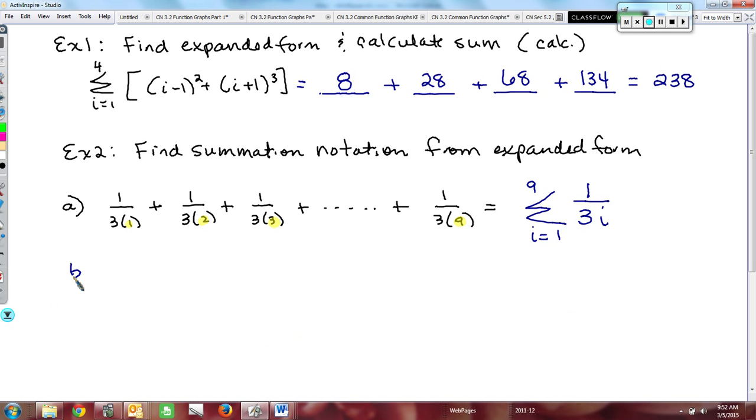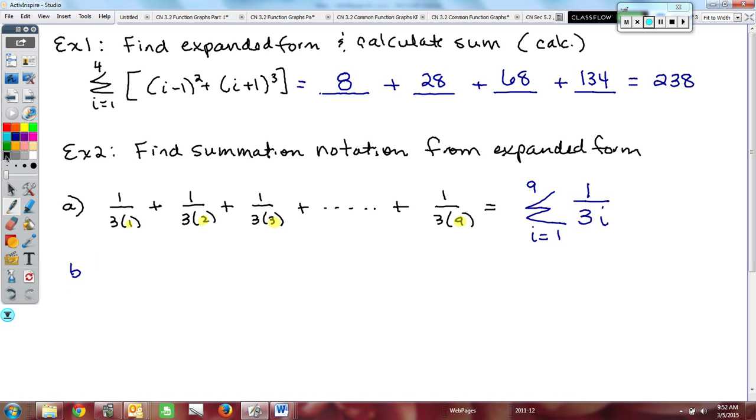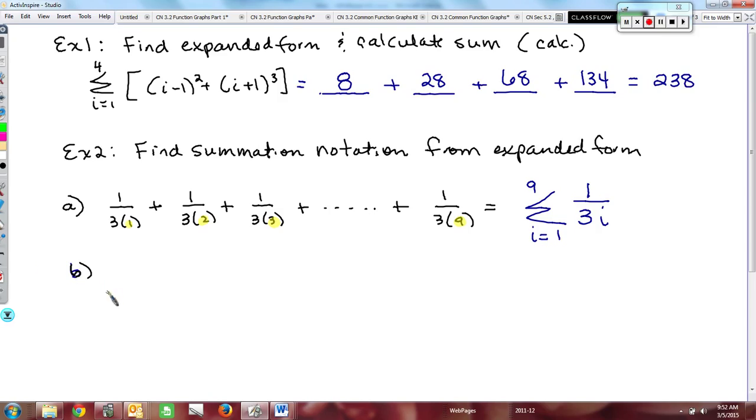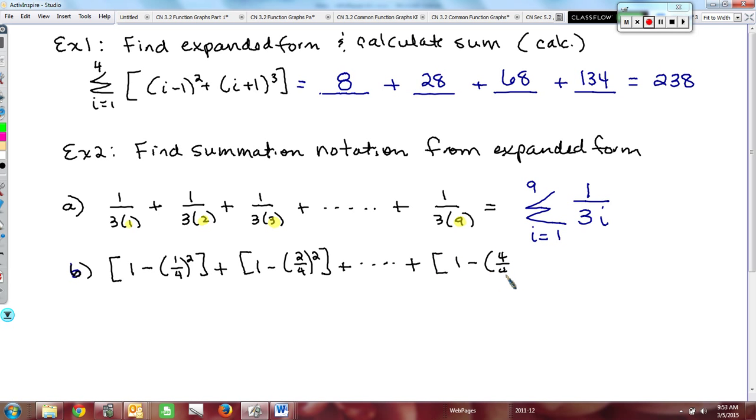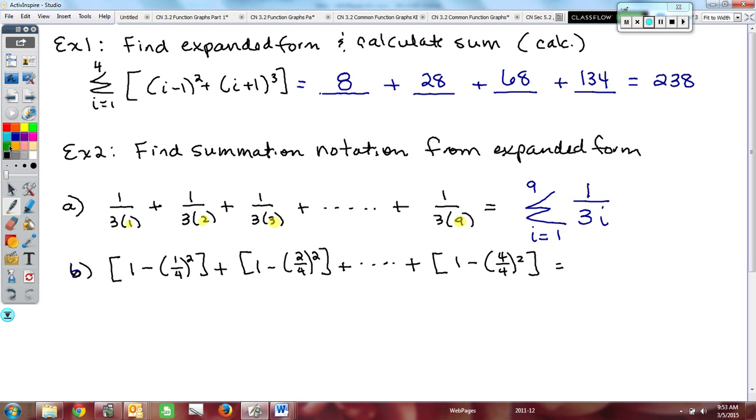All right, let's take a look at a second one. Now in the second one, let's say it looks like this: (1 minus 1/4) squared plus (1 minus 2/4) squared plus dot dot dot plus (1 minus 4/4) squared. All right, so I want to write that in sigma notation.